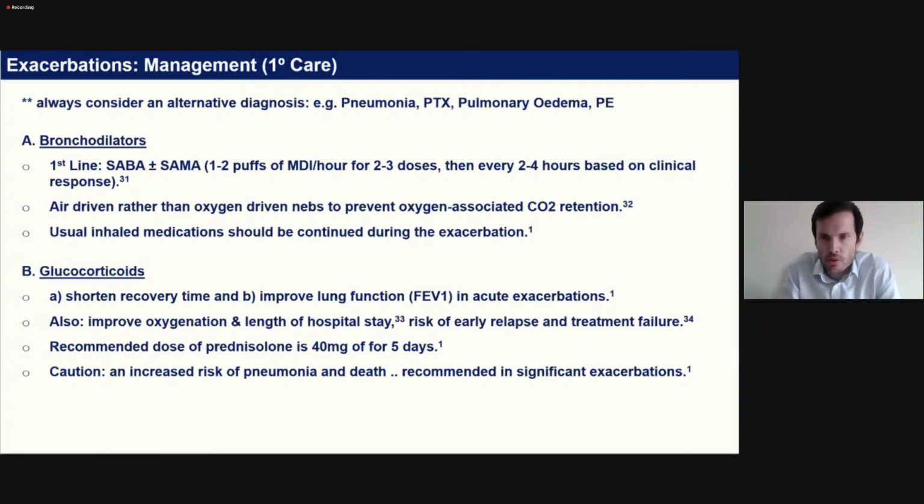Glucocorticoids have been shown to shorten recovery time and improve lung function, as determined by FEV1, in patients experiencing an acute exacerbation of COPD. They have also been shown to improve oxygenation, length of hospital stay, risk of early relapse, and treatment failure. The recommended dose of prednisolone is 40 milligrams once daily for 5 to 7 days. However, it should be pointed out that even short bursts of glucocorticoids are associated with an increased risk of pneumonia and death, and hence are only recommended in patients with significant exacerbations.